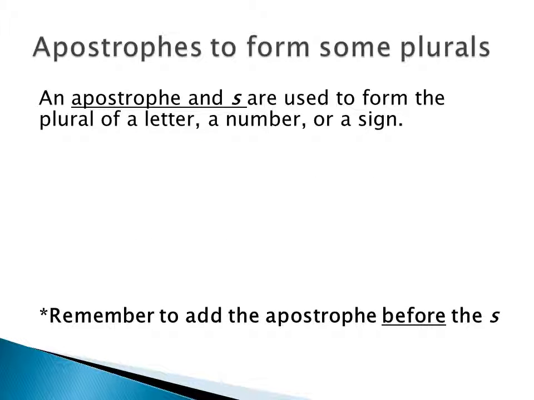Apostrophes can also be used to form some types of plurals. An apostrophe and S are used to form the plural of a letter, a number, or even a symbol or sign. If you're talking about the grades that you earn, you may say that you earn all A's or mostly B's. You may say that you see a lot of 3's on the document or 10's on the scoreboard. Or perhaps there are too many and's in your writing or plus's in your math equation. Remember to add the apostrophe before the S.